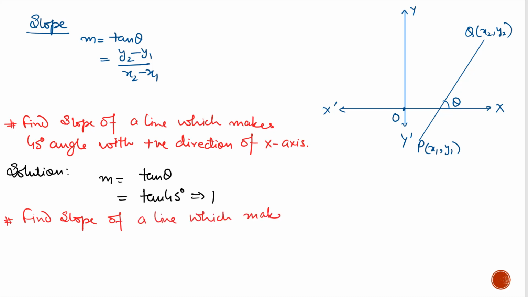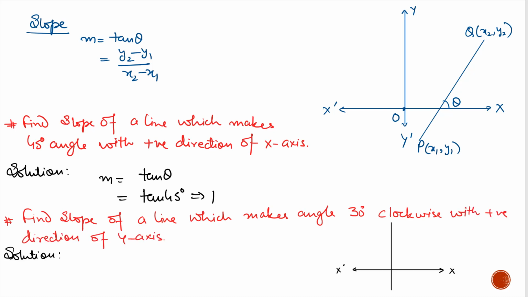Next example, find slope of a line which makes an angle 30 degree clockwise with positive direction of y-axis. Angle with the positive direction of y-axis is 30, so angle with x-axis is 60 degree and slope is tan theta where theta is 60 degree, so slope equals root 3.